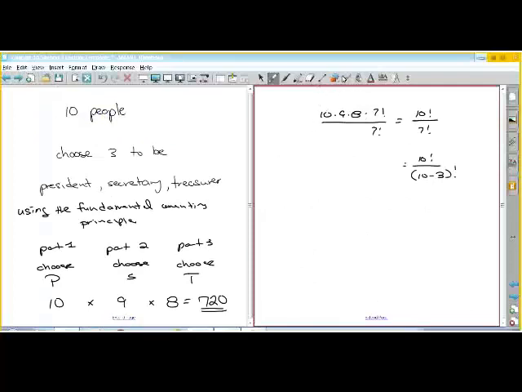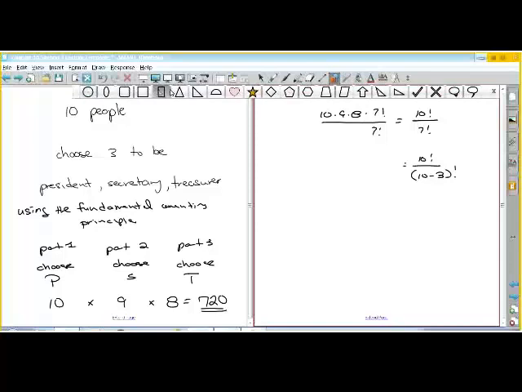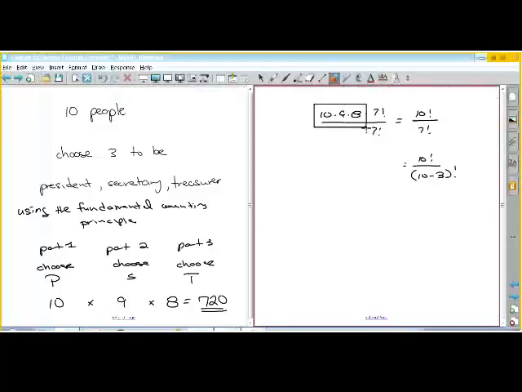You can see that the answer using the fundamental counting principle is this. But if I wanted to rewrite the answer in terms of factorials, I could multiply. So what I've got is 10 times 9 times 8. But if I multiply it by 7 factorial in the numerator and divide it by 7 factorial in the denominator, I could say that the answer to this problem is 10 factorial over 7 factorial. So it's just a different way of writing the same thing in terms of factorials.